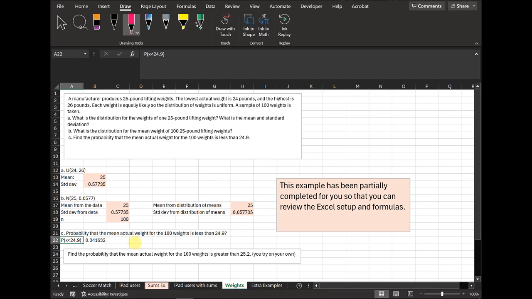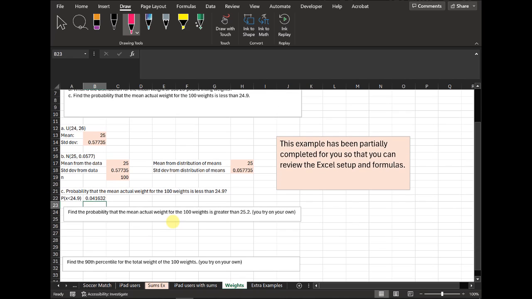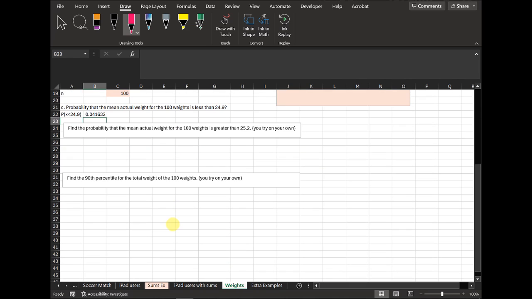So as far as finding this probability that x is less than 24.9, now that I know which distribution to call from, I'm just going to plug in my 24.9, I use my mean, I use my standard deviation, and we're good to go. Okay, so now I have just two more questions here. Let's say I want to find the probability that the mean actual weight for the 100 weights is greater than 25.2. I would recommend that you give that one a try. Maybe pause here and hit play when you're ready.